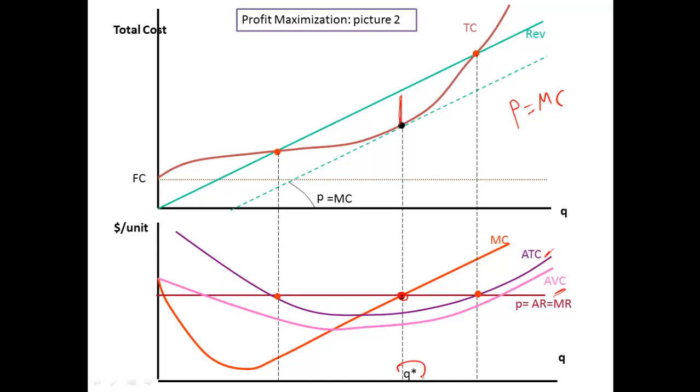How about profit? Well, profit is the difference between price and average cost multiplied by the number of units of output. And so indeed, profit is this green rectangle in the lower diagram, and that corresponds to this vertical distance in the upper diagram.